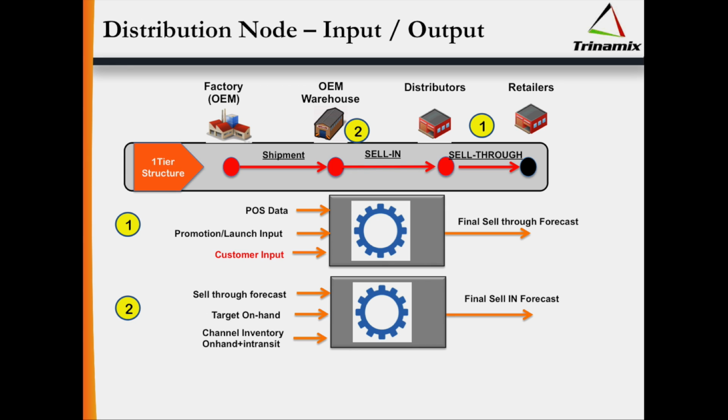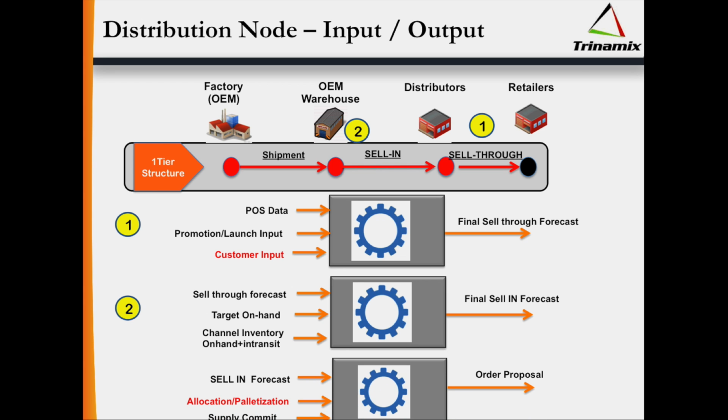I believe this is the most important part of the solution. Once you have the sell-in forecast available, you apply supply commit and customer-specific rules to create final proposal. You also track all the important KPIs along the way.